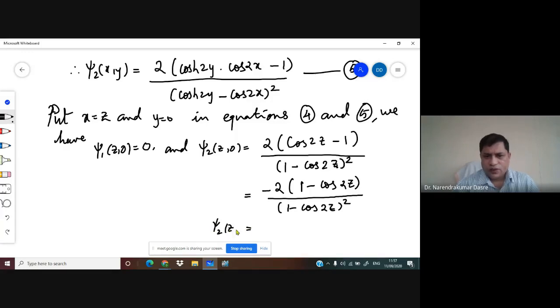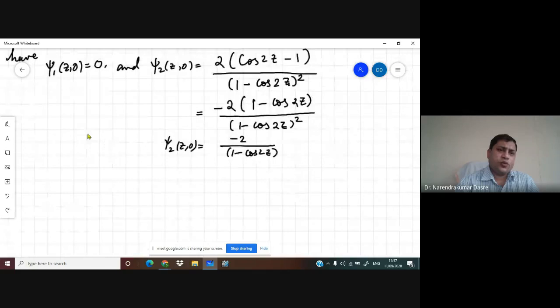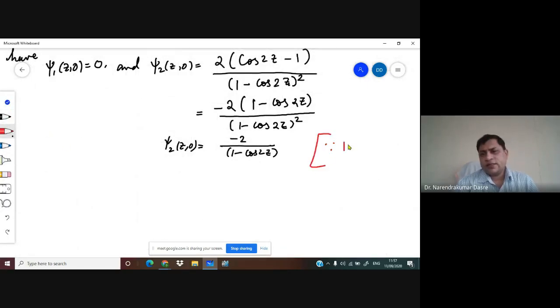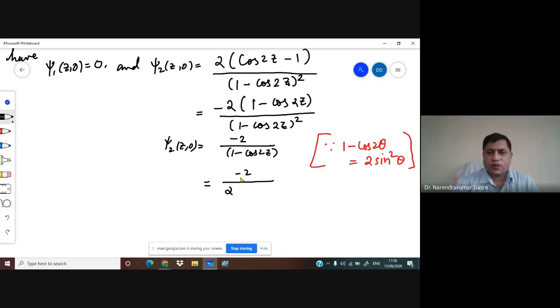So what we'll get is psi 1 of z 0. Now see this psi 1. Here this term will be 0 because we are putting y is equal to 0. So this entire term goes 0. And hence what we get here is 0. And what about psi 2 at z 0? So psi 2 at z 0 is equal to, what you will have here, twice cos of, probably cos of 0 is going to be 1. So it is cos of 2z minus 1. And here what we get is 1 minus cos of 2x bracket square. So this x will change to z now. And hence we get here, this is going to be 2z.